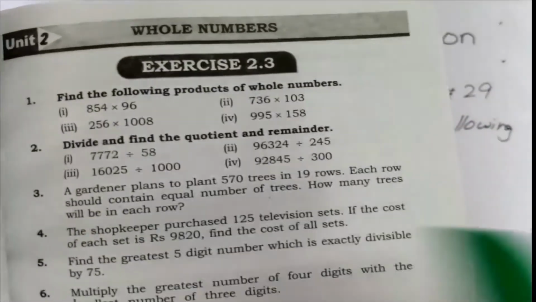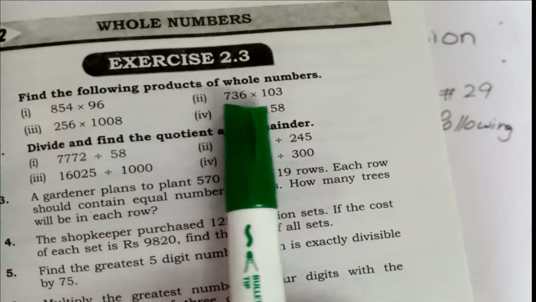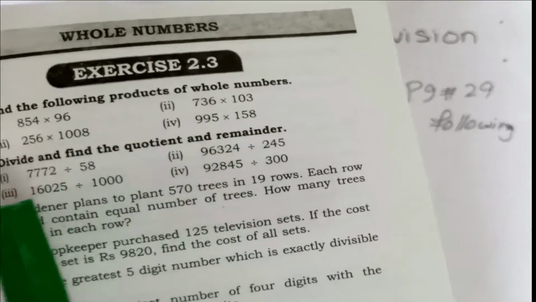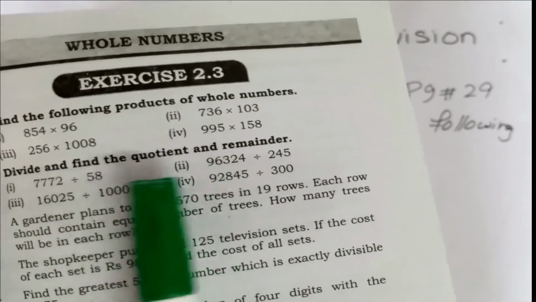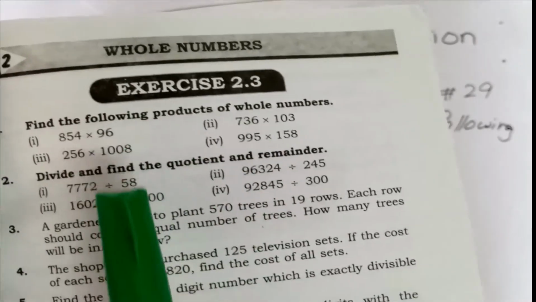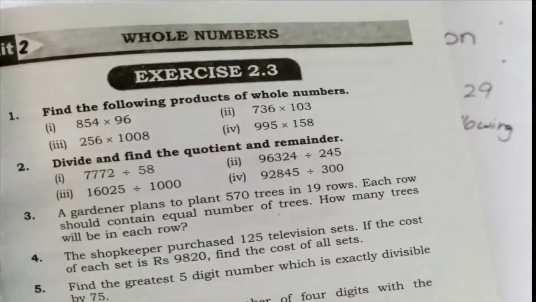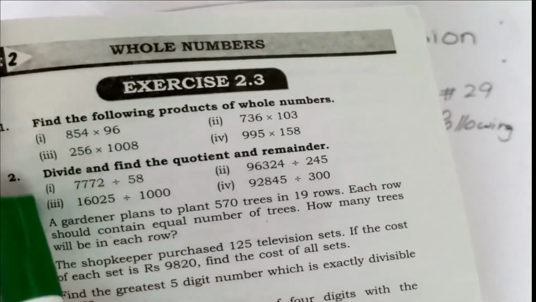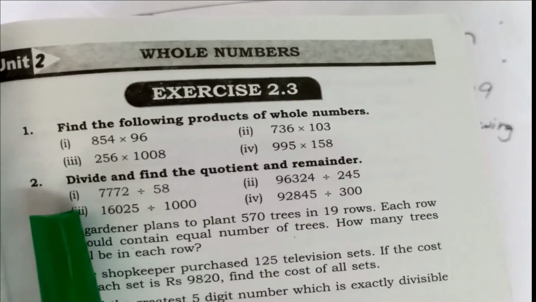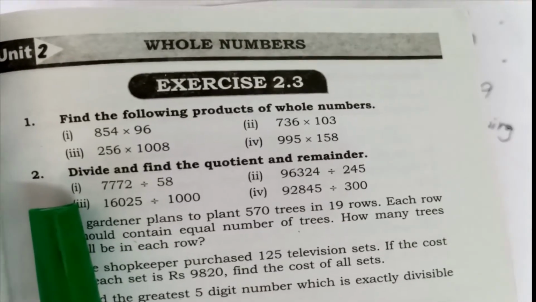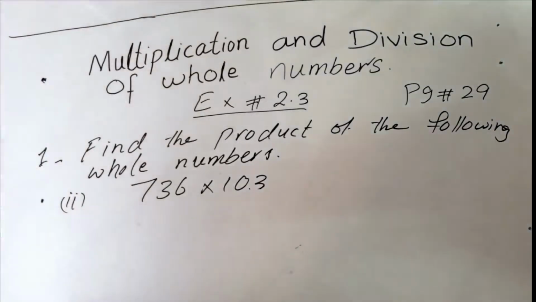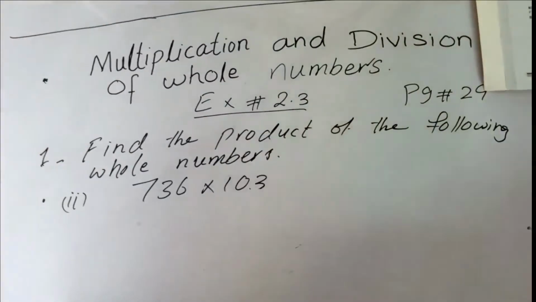You can see over here, this is: find the following products of the whole numbers. These are 4 parts of the product and these are the 4 parts of division. So I am solving one part from each and you have to solve the rest of the 3 parts. Okay, leave these 4 sums, you just have to solve 1 and 2. You can take a screenshot of this. Now I have shown you the exercise.